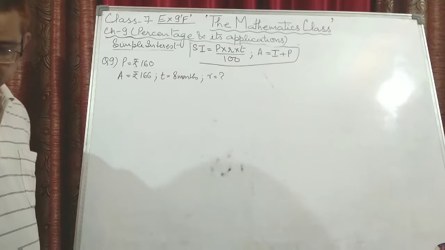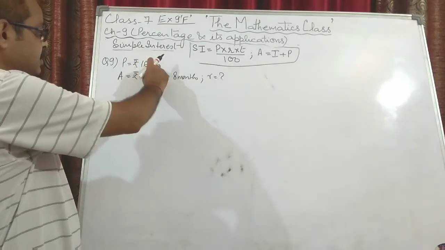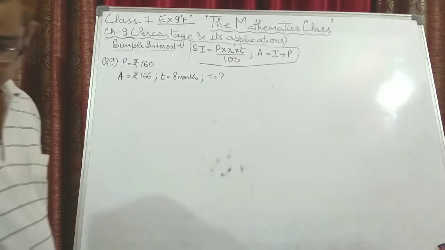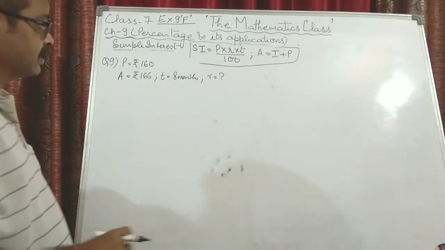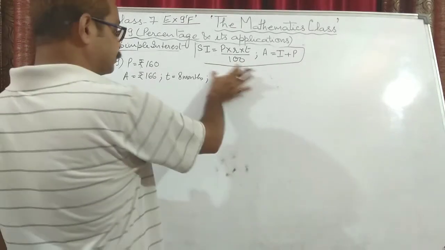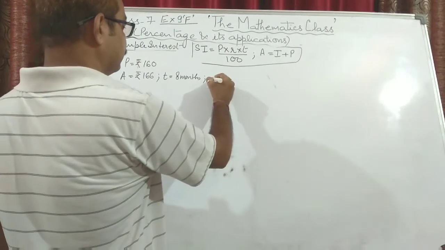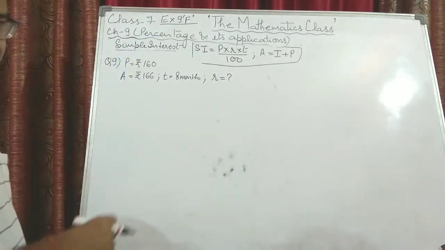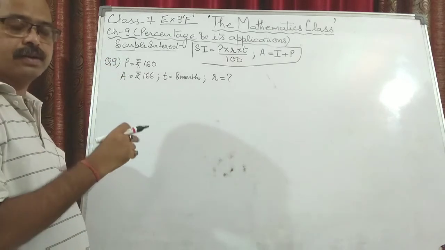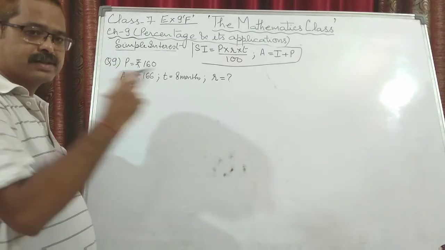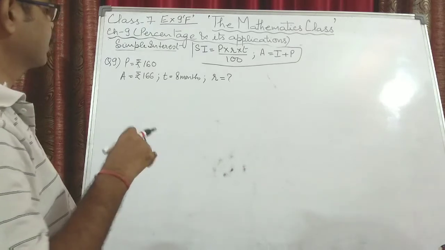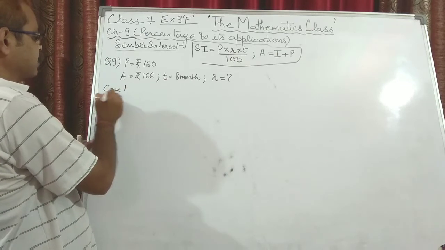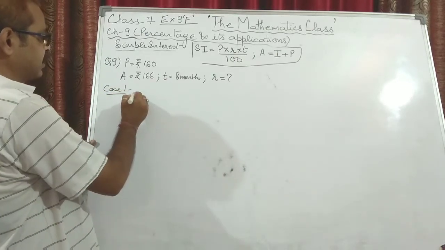Question number 9 says rupees 160 amounts to rupees 166 in 8 months. How much will it amount in 1 year at the same rate of interest? It means the rate is not given. So first we will find the rate of interest from the first case, put it in the second case, and then find the amount. In case 1, first we will calculate the interest.